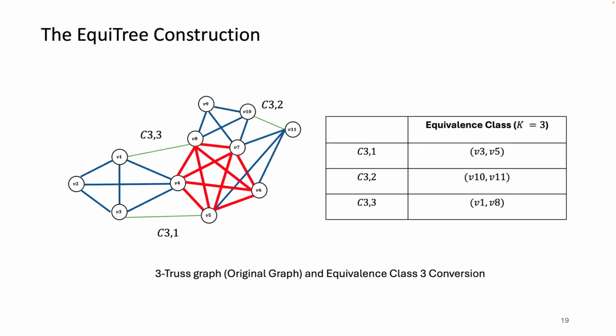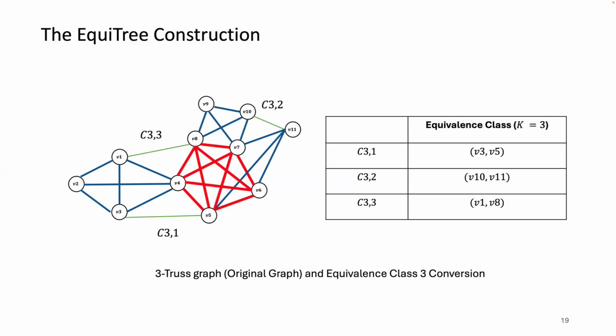So the first thing is to derive the equivalence classes. This is our example graph. The first thing is to determine the equivalence classes. For each Truss level, there are equivalence classes. I explained earlier that the green edges are the 3-Truss edges, and we can see that we have 3 sections of the blue edges. So that gives us 3 equivalence classes, where C means equivalence class and K equals 3.